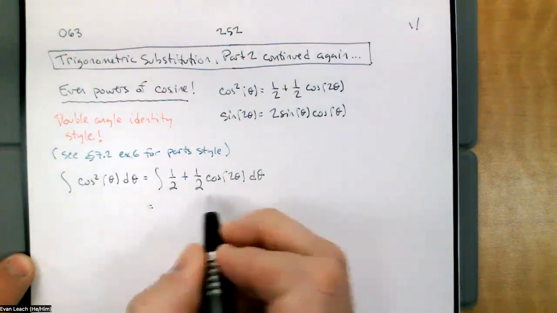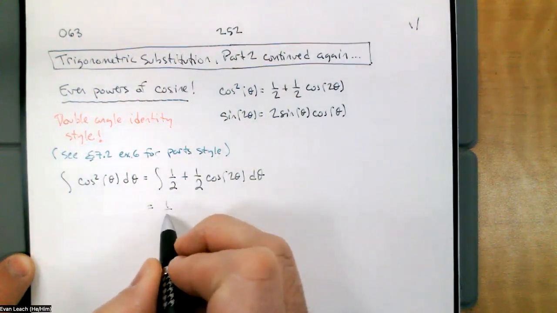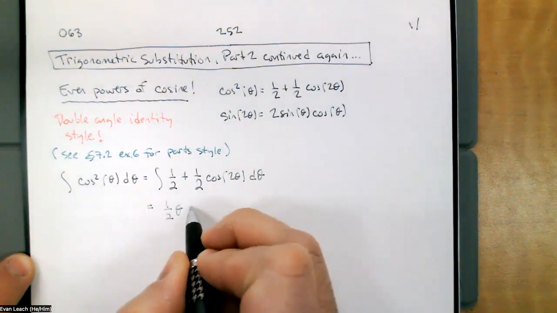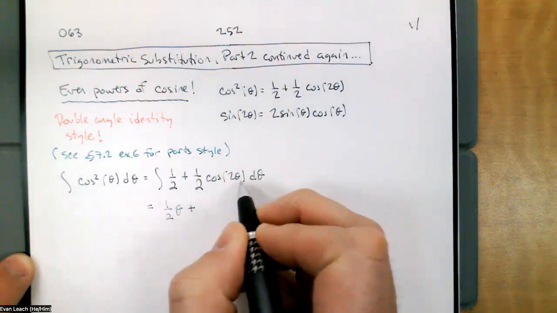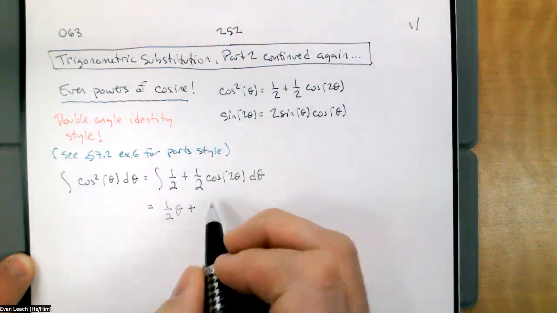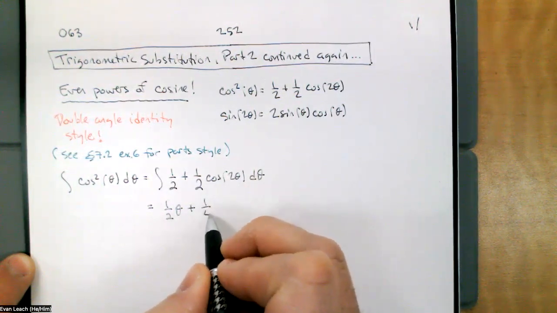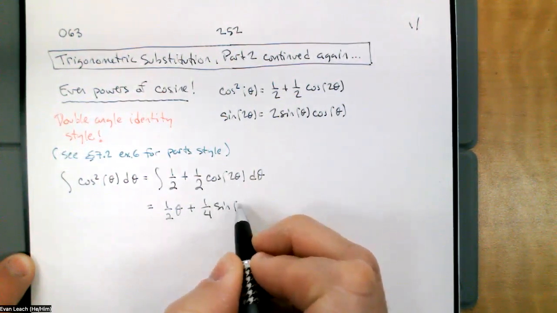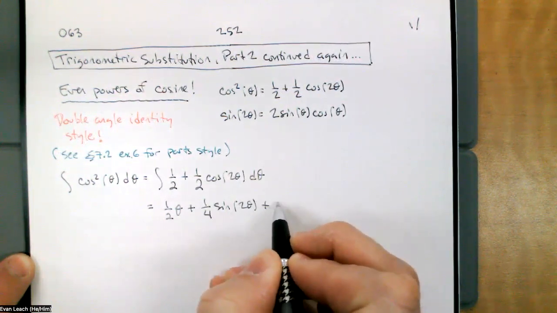So the integral of 1/2 d theta is just 1/2 theta. The integral of cosine of 2 theta is 1/2 sine of 2 theta. So we'll have a 1/4 sine of 2 theta plus C.